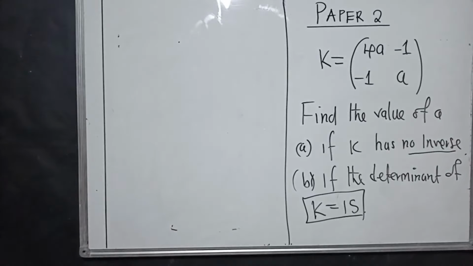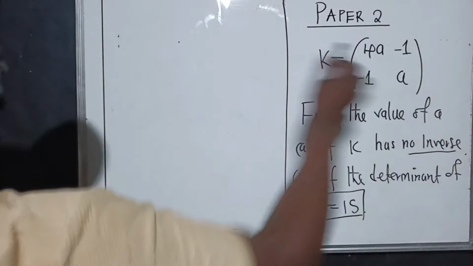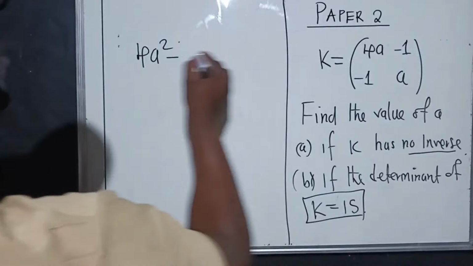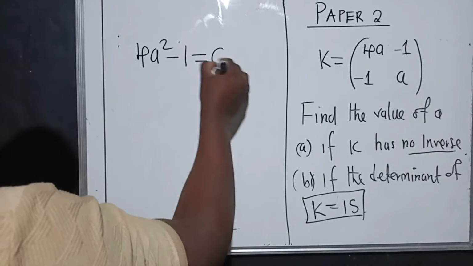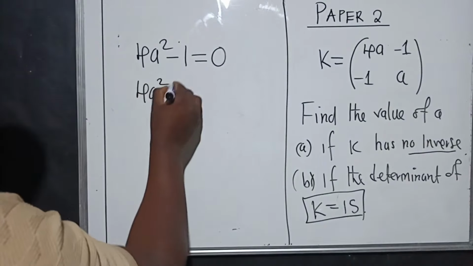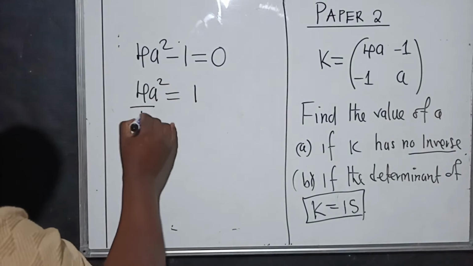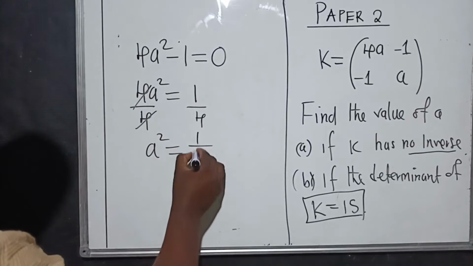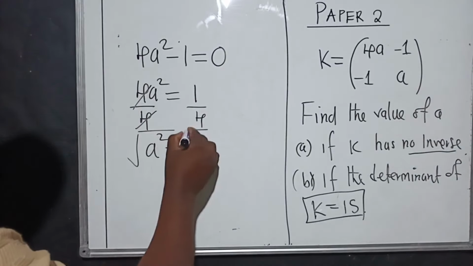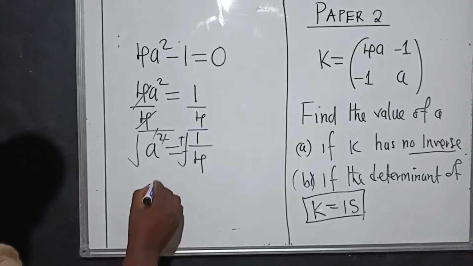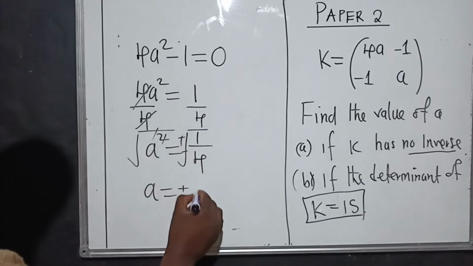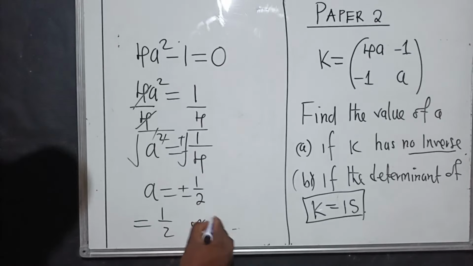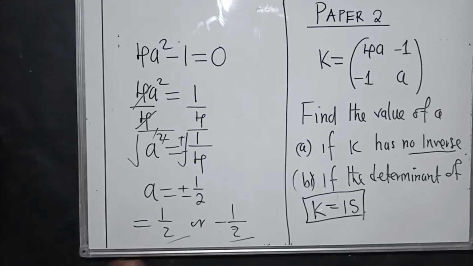Just say 4a times a, that is 4a power 2, minus negative 1 times negative 1, it's positive 1, which is equal now to 0. So 4a power 2 is equal to 1. Divide by 4, this and this will go. A power 2 will be equal to 1 over 4. Find the square root of both sides. Because of the power 2, you remain with a is equal to negative or positive 1 over 2. So one of the solutions is 1 over 2, and the other one is negative 1 over 2. Just like that.